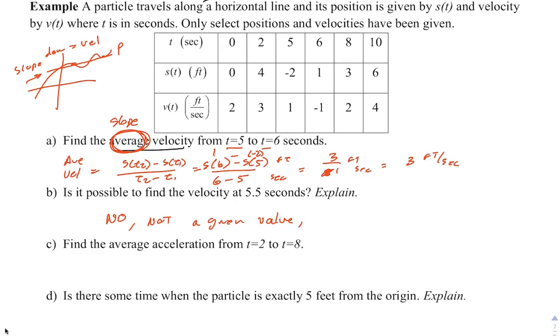And since it's not a given value, we could only find the average. Find the average velocity. Now the next one, find the average acceleration. Like I talked about earlier, right? If you want to find the average, that means slope. So we're just going to do a slope equation.